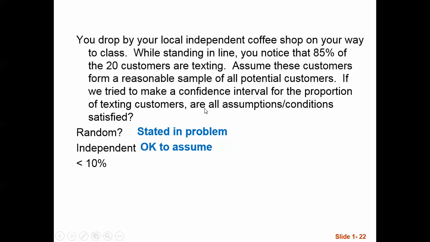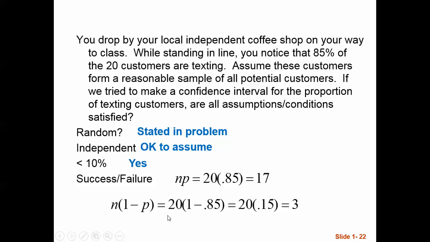Less than 10%, 20 customers should be less than 10% of all customers. Success/failure: n times p hat, so 20 times 0.85 gives us 17, that's good. But now when I take n times 1 minus p hat, I only get 3, and that's less than the 10 that I need in order to apply the sampling distribution for the proportion and the central limit theorem, so I can't proceed on this problem.